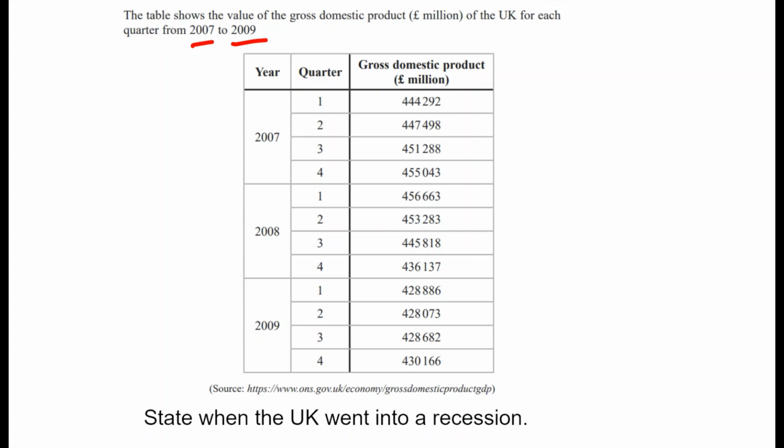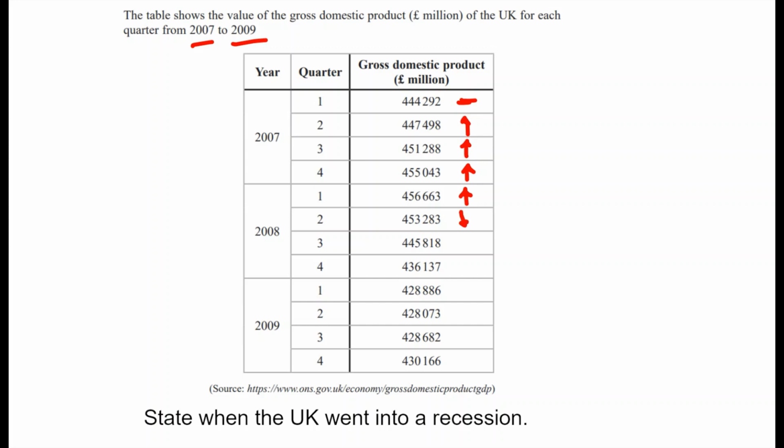So if we're going from quarter to quarter, we're looking between the quarters to see if the GDP went up or down. So quarter one, there's nothing to compare to, so we'll just leave it there. Quarter two, it went up. Quarter three, up again in 2008 quarter one, but 2008 quarter two, we've gone from 456,000 down to 453,000. So that's the first time it's gone down.